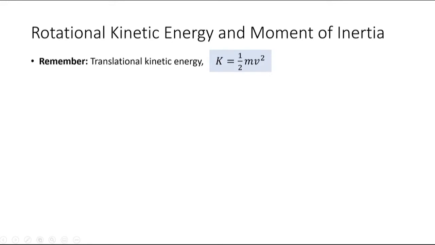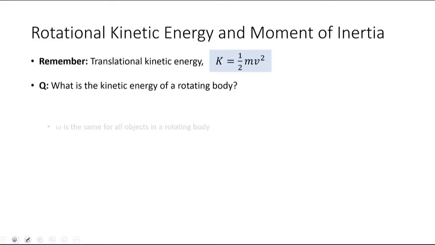Remember that translational kinetic energy, K, is equal to 1/2 mv squared. And so now we want to know what is the kinetic energy associated with a rotating body, because kinetic energy is just the energy associated with motion.